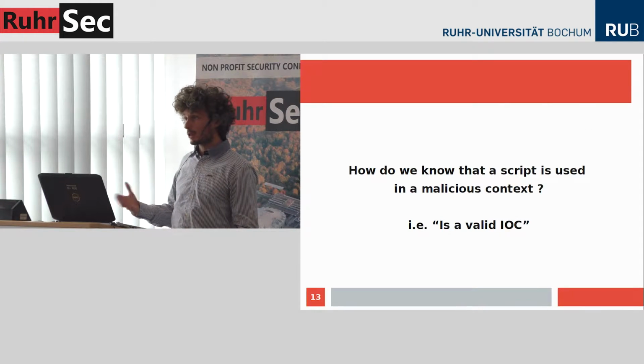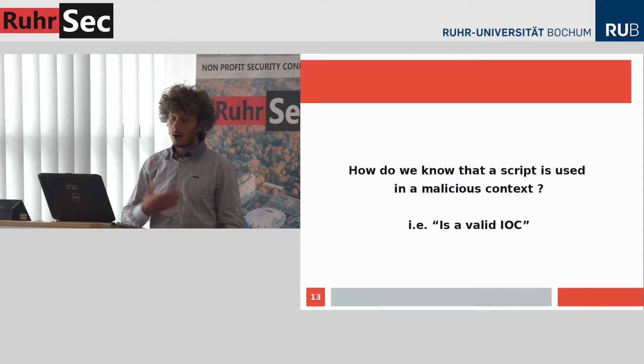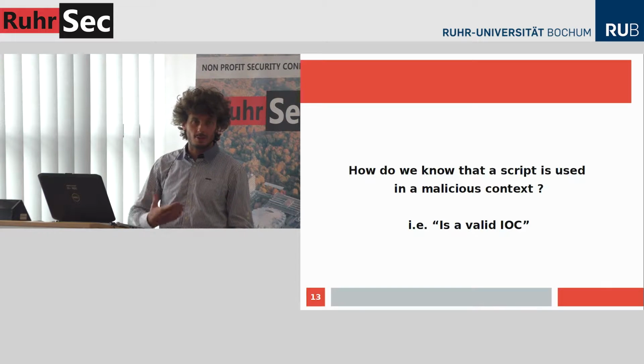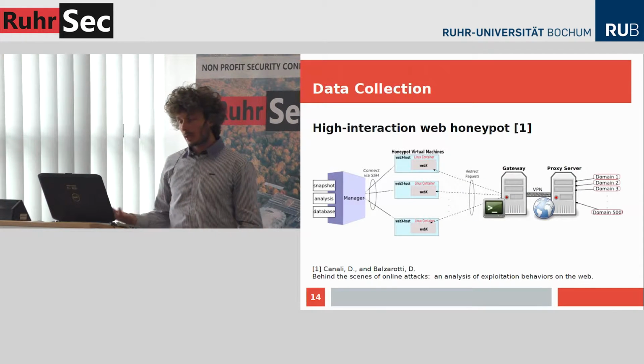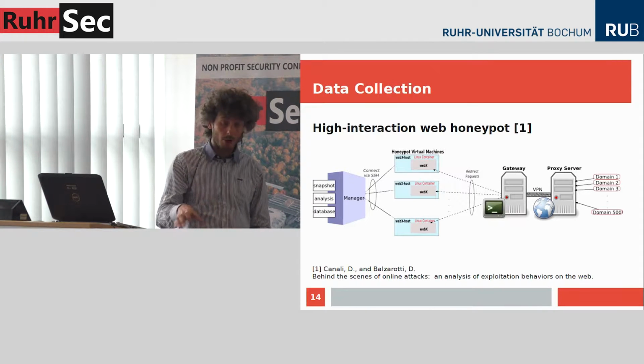So this is actually the scope of our work. How do we know that a script is used in a malicious context? That is, how do we know that this specific indicator of compromise is valid? When I say valid, I mean used in a malicious context. So we start our work by deploying a web honeypot.